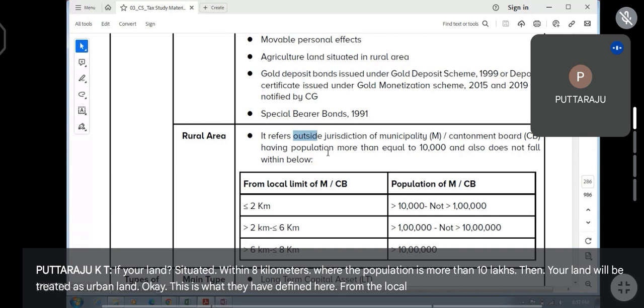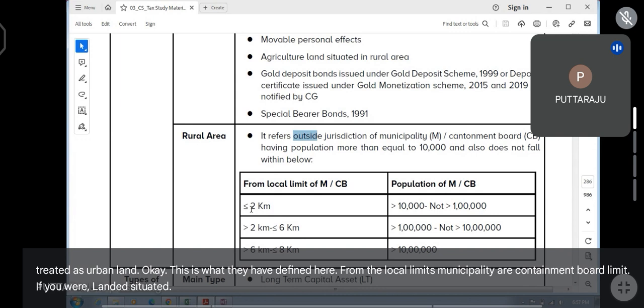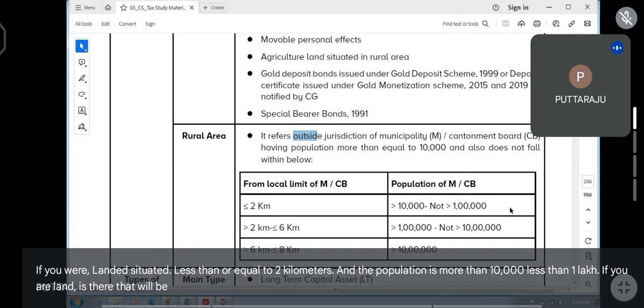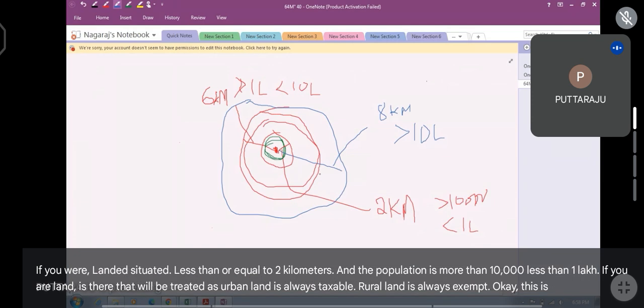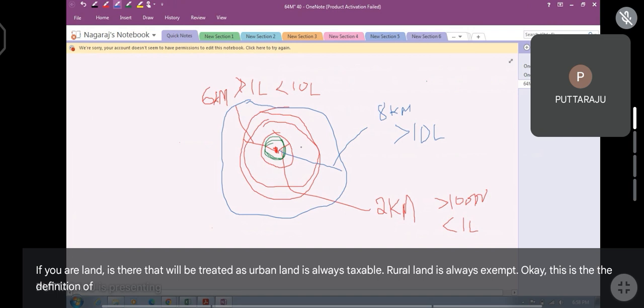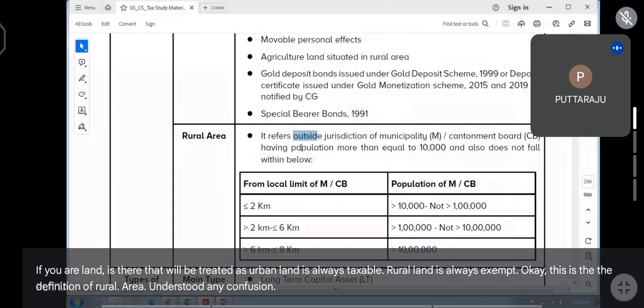From the local limit, meaning municipality or cantonment board limit, if your land is situated less than or equal to 2 kilometers and the population is more than 10,000, less than 1 lakh, that will be treated as urban. Urban land is always taxable. Rural land is always exempt. Okay, this is the definition of rural area. Understood? Any confusion?